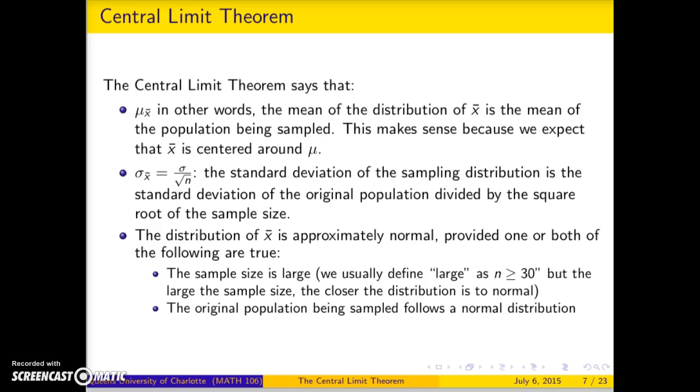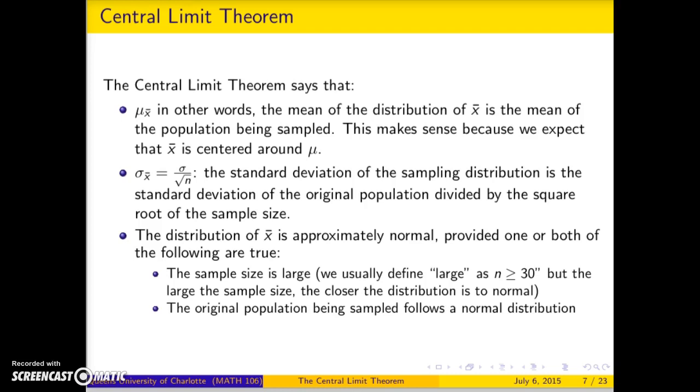And now on to what the central limit theorem says. It says that the mean of the distribution of x bar is the same as the population mean. And this shouldn't be a surprise because if you take a sample mean, you expect it to be pretty close to the population mean. The standard deviation of x bar is not quite the same as sigma. It's a little bit smaller.